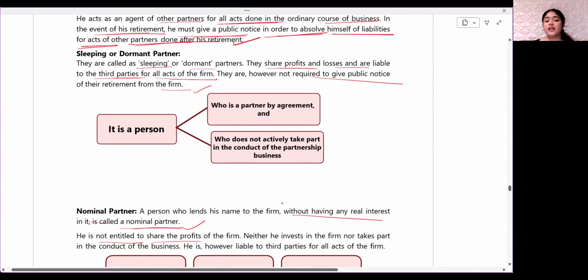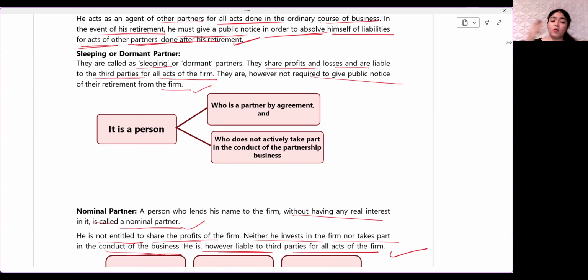He is not entitled to a share of profit of the firm, neither does he invest in the firm, nor take part in the conduct of the business. He is, however, liable to third parties for all acts of the firm. So he is not investing money, he will not get any profit. He is just giving the name, okay, I am associated with this partnership firm. But if something goes wrong and the firm has to pay the money, this nominal partner will also have to pay the money.